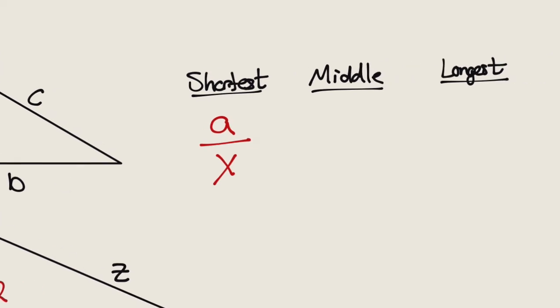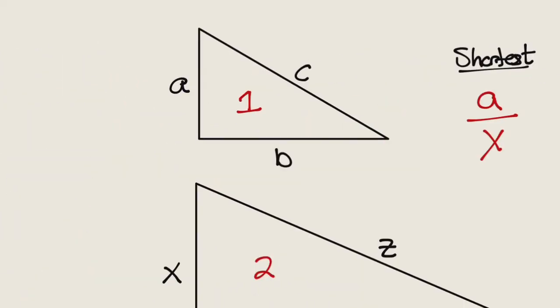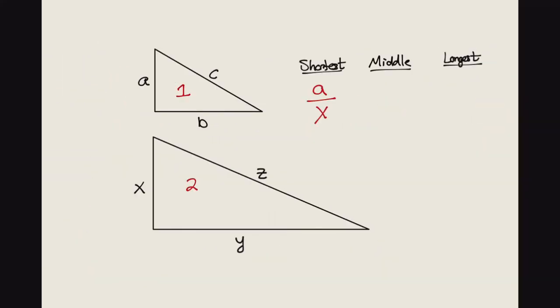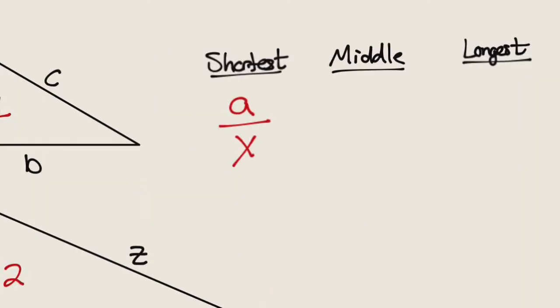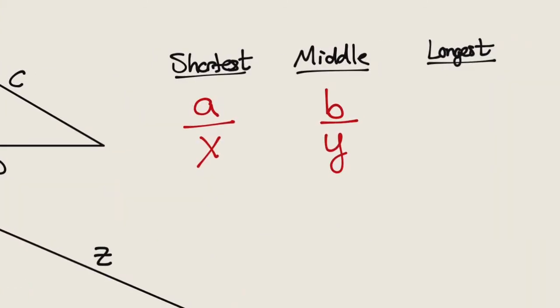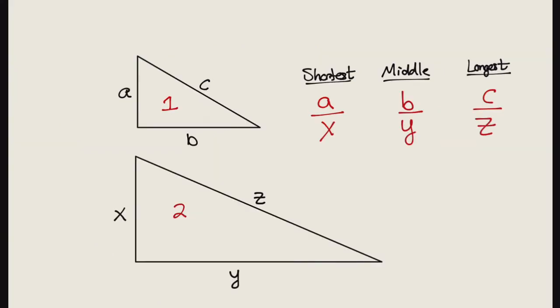Okay, what about the middle? What do we think? What kind of comparison can I make there? Yeah, Chloe? Oh, yeah, that's exactly it. B to Y. And the longest? Yeah, Mary? Yeah, C to Z. Okay. These are slightly different proportions than what we were working with for the rectangles.